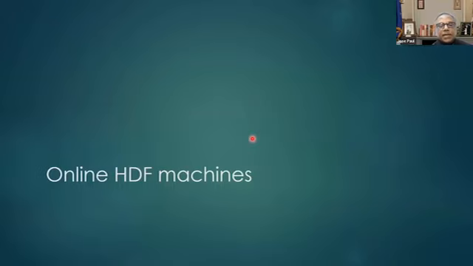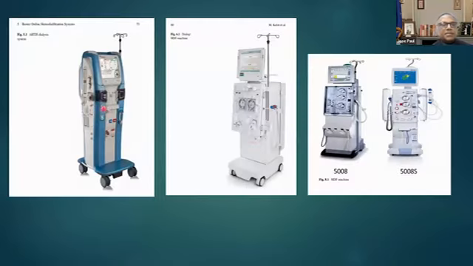Now coming to the online hemodiafiltration machines which are available. Different manufacturers give different machines. One is Baxter. Baxter has got an Artist dialysis machine. Braun has got a Dialog Plus Hemo SDF machine. And Fresenius has got the 5008 and 5008S series of machines.